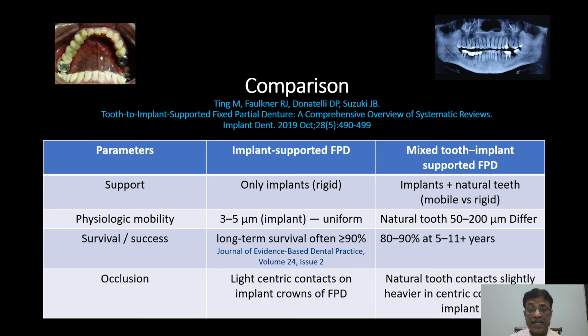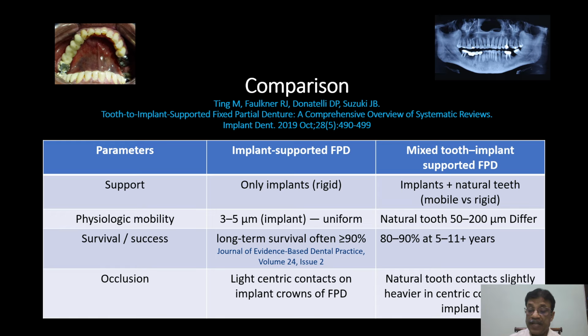Now occlusion, that is the most important thing that we should consider. So when we use only implant supported FPD, there is a light contact during centric occlusion. But when we use a mixed tooth implant supported FPD, due to the difference in the vertical movement of the tooth and the natural tooth, the natural tooth contacts slightly more compared to the implant in centric occlusion. That means when the patient bites in centric occlusion, the natural tooth moves more.